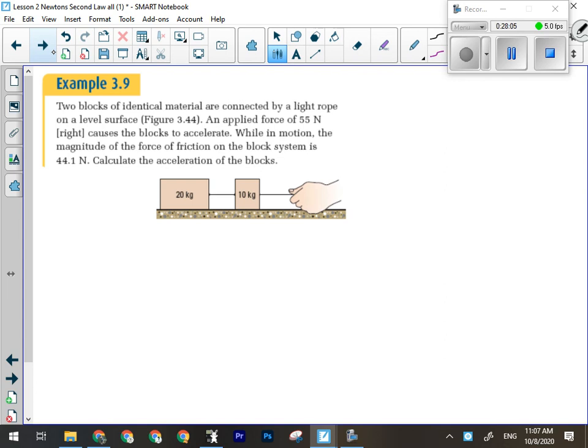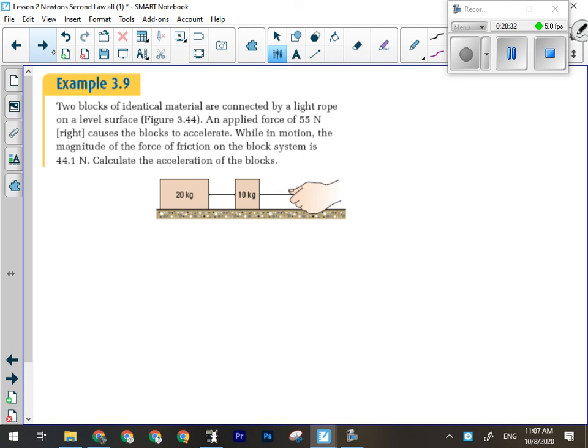Okay, so now we want to talk about systems. Systems are situations where you have multiple forces and multiple masses. So the system has many parts. That's the definition of a system, something with many parts. Now we're looking at this system consisting of 2 blocks, a 20 kilogram block and a 10 kilogram block, and they're connected by a light rope or a string.